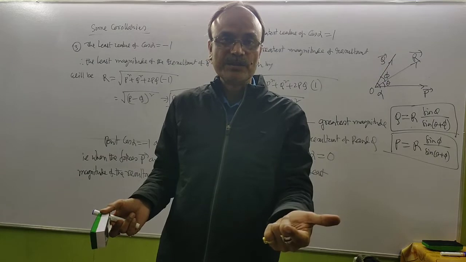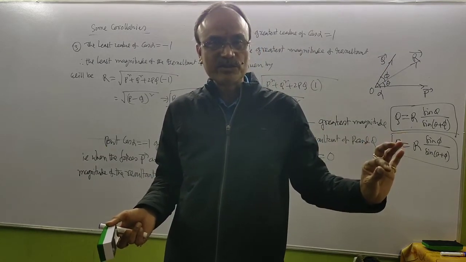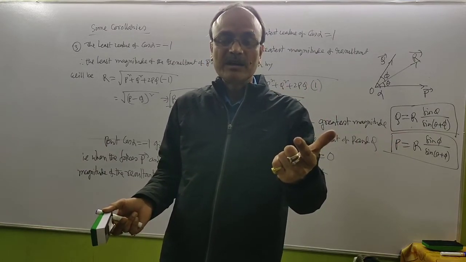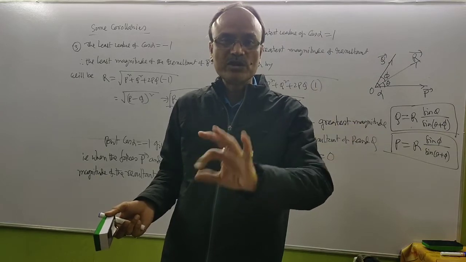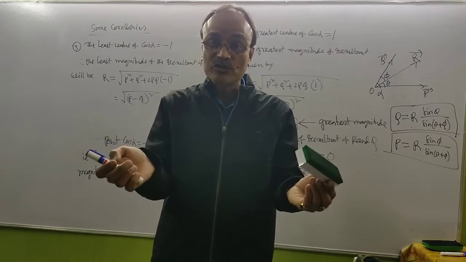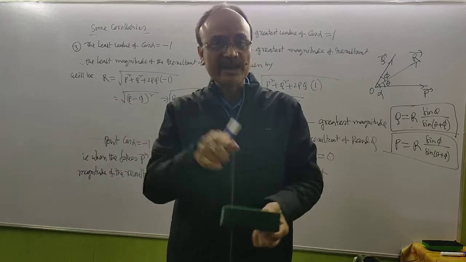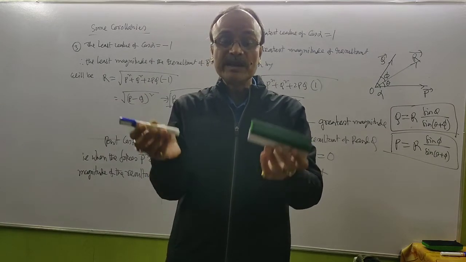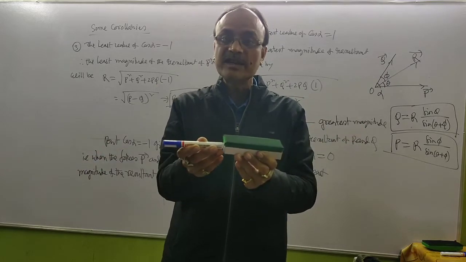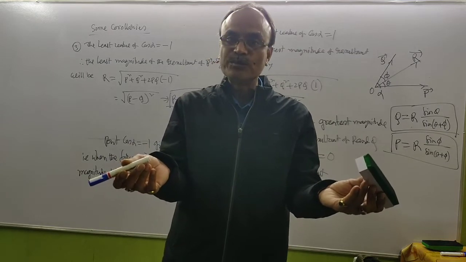The greatest magnitude of the resultant of p and q is p plus q. The least magnitude of the resultant of p and q is p minus q. For the greatest force, alpha is equal to 0; for the least force, alpha is equal to 180 degrees. What is alpha? Alpha is the angle between the two forces p and q. This means p and q act in opposite directions. When p and q act in opposite directions, then we get the least magnitude of the resultant of p and q.